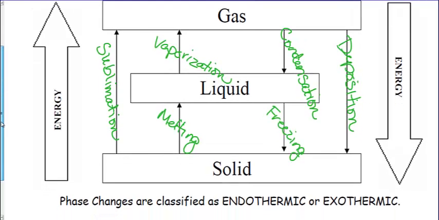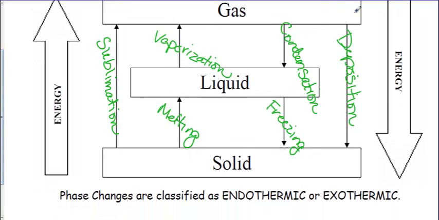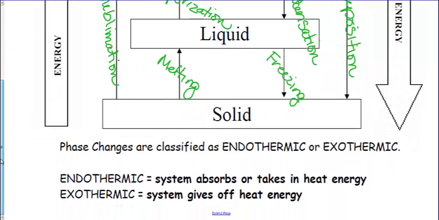All right, so notice when we're going up from solid through liquid to a gas, we are absorbing or gaining heat energy, and then we are taking away energy as we're going the opposite direction, which is cooling a substance. So phase changes are classified as either endothermic or exothermic. Endothermic is when a system absorbs or takes in heat energy, so that would be going from solid to a liquid to a gas. That would be an endothermic system. And exothermic would be where we would see the cooling curve. The system gives off heat energy and it's actually being taken away.